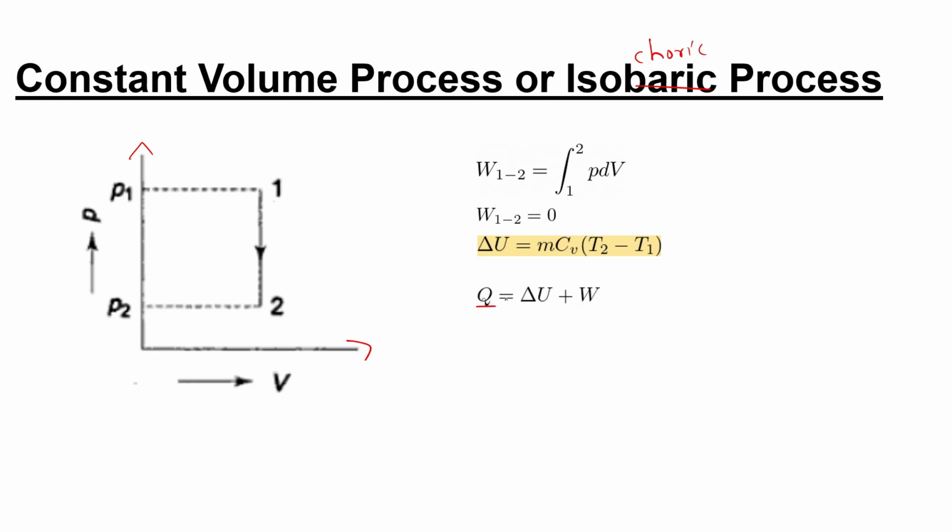And you know that Q, when you supply heat to a process, part of it will be used for raising the internal energy, and part of it will be used to do work. So Q is equal to delta U is equal to mCv(T2 minus T1). So this is the expression for heat here. The expression for delta U is here, and W12 is 0. So Q is equal to delta U is equal to mCv(T2 minus T1).